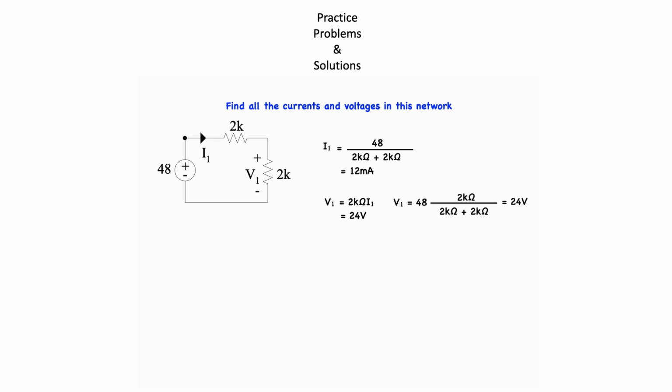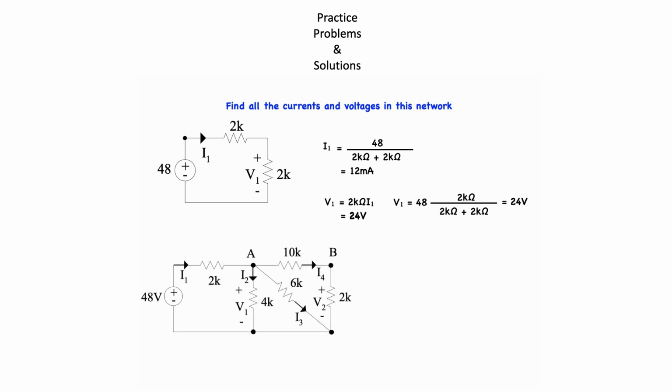Reversing the process now and returning to the original circuit, once V1 is known, 24 volts, I2 and I3 can be obtained using Ohm's law. I2 is V1 divided by 4K ohm, which is equal to 6 milliamps. I3 is equal to V1 divided by 6K ohm, and that is equal to 4 milliamps.